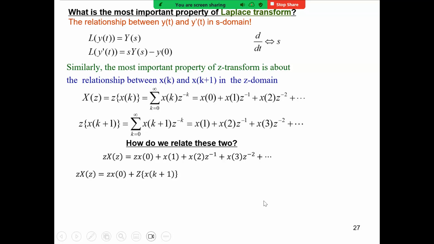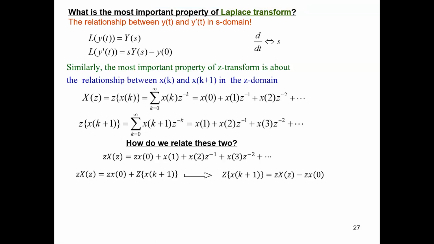Now let's put it this way. It means that the Z transform of x(k+1) is z times X(z) minus z times x0. Is that clear? If you have any questions about how we derive that, you can ask me in the class. That will save you time. If you want to figure it out by yourself, you may spend a lot of time.